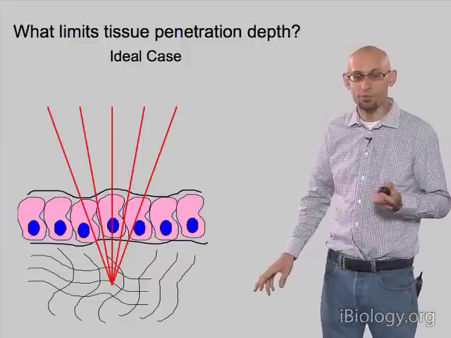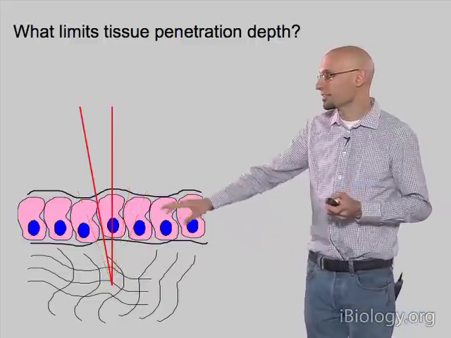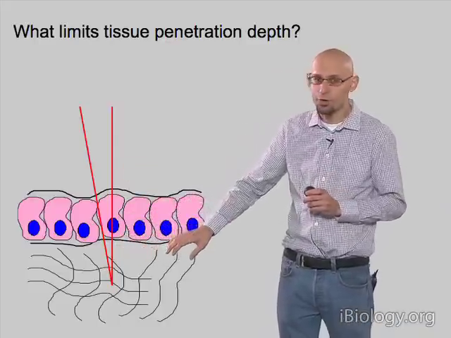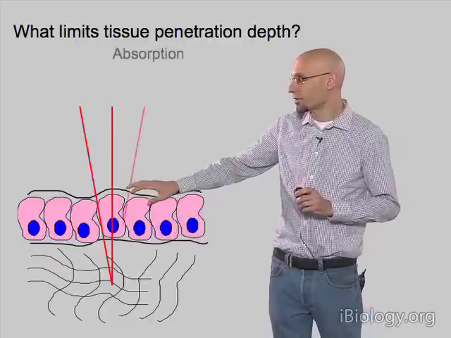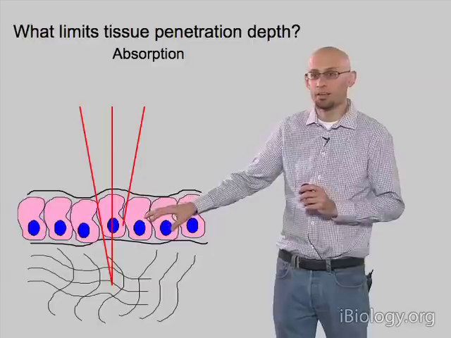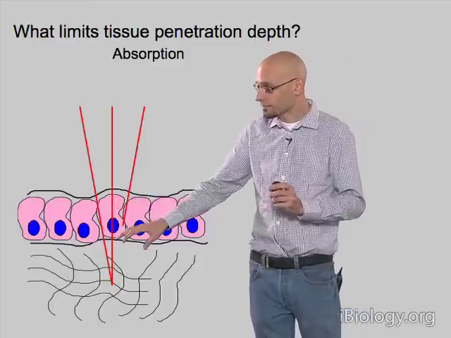Unfortunately, in the real world, this isn't what happens. Instead, what you see is that some light will behave ideally. It won't get interfered with by the tissue, but some of the light that's focused in here will be absorbed, so it'll hit molecules in the sample that absorb the light, and so it just is lost.